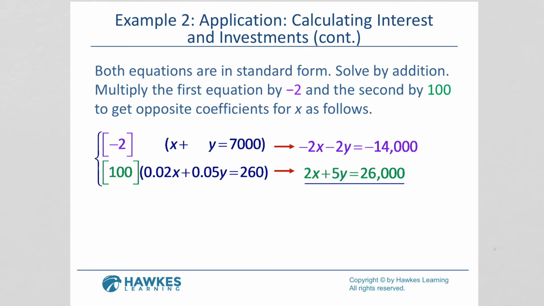Since both equations are in standard form, addition is the method we're going to use to solve this system. We're going to multiply the first equation times -2 and the second equation times 100. When I multiply the first equation times negative 2, I end up with negative 2x minus 2y equals negative 14,000. When I multiply the second equation times 100, I end up with 2x plus 5y equals 26,000. When I add those together, I have 3y equals 12,000. When I divide both sides by 3, y is equal to 4,000, which is the amount at 5%.